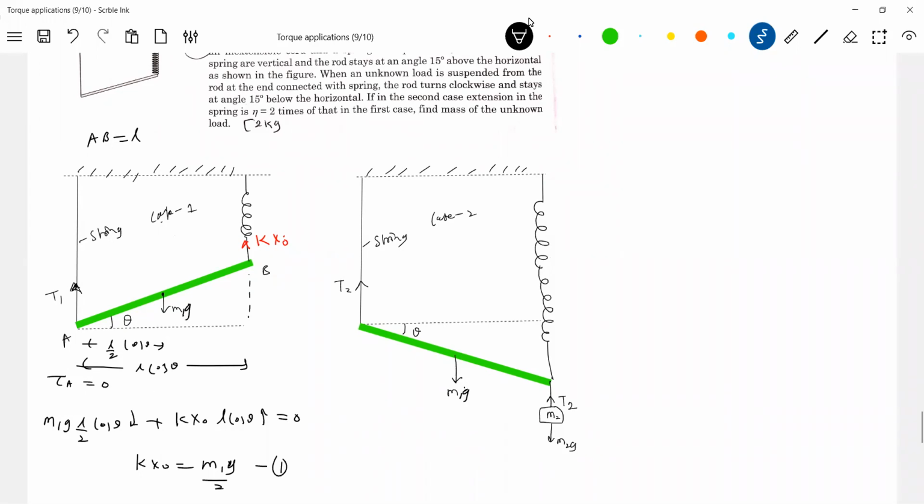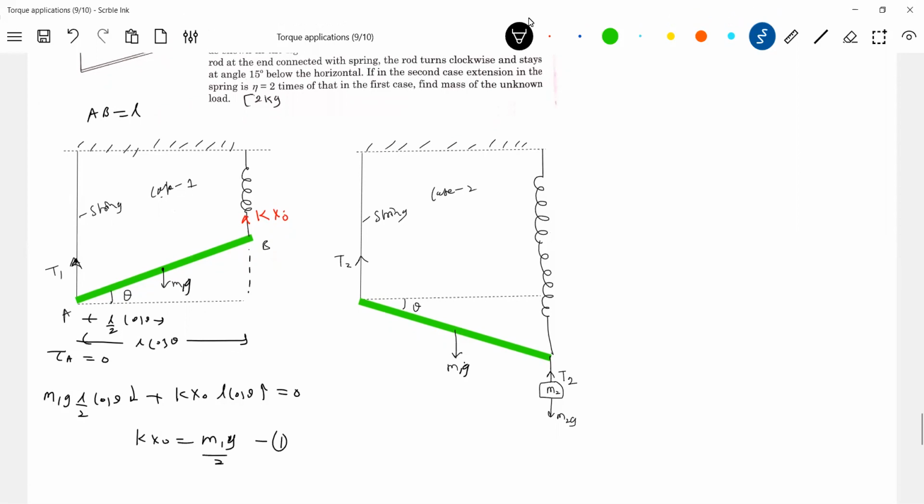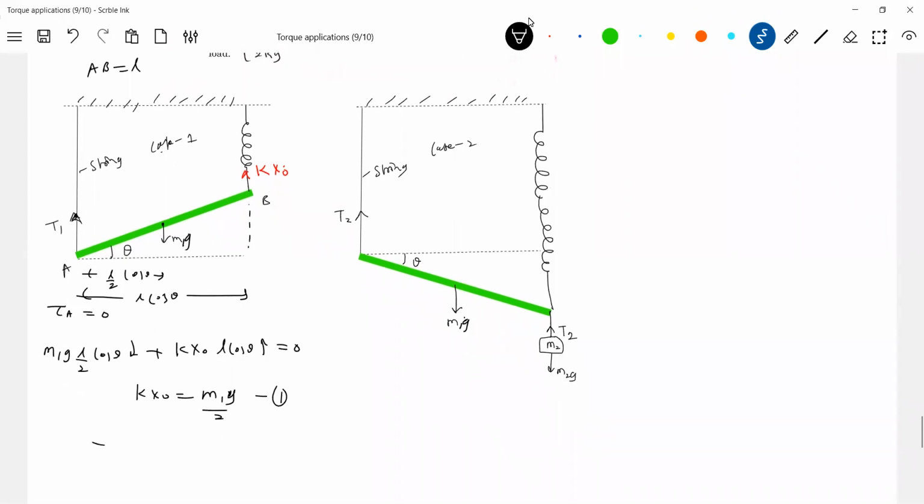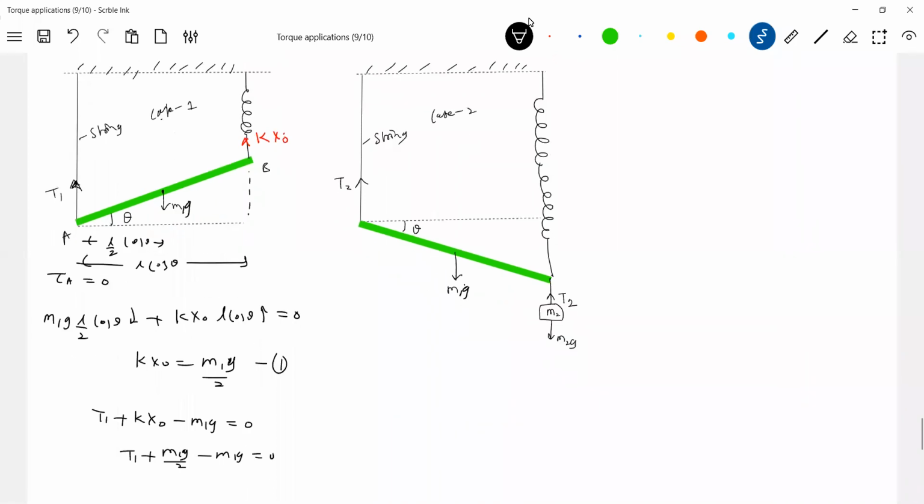Then along the y-axis, the tension should balance: T1 plus kx naught equal to m1g. So how much is the tension here? Substituting this, the tension in the rod will be m1g by 2. So that's the initial part of the problem.